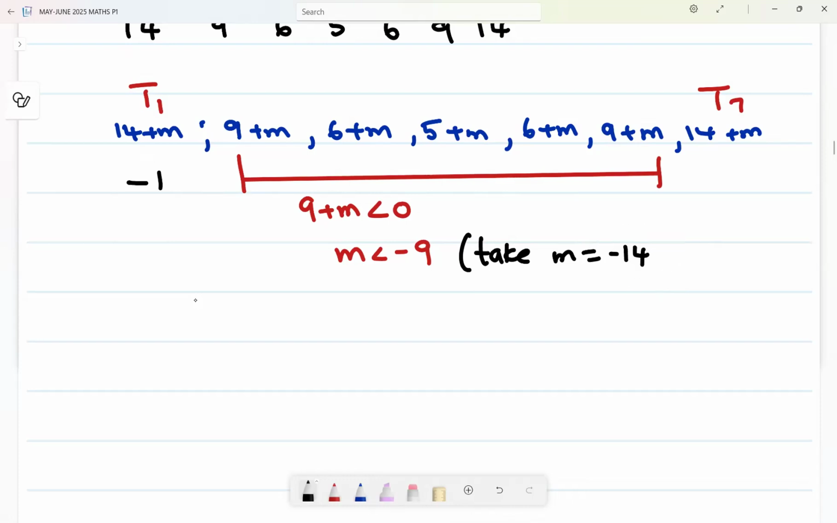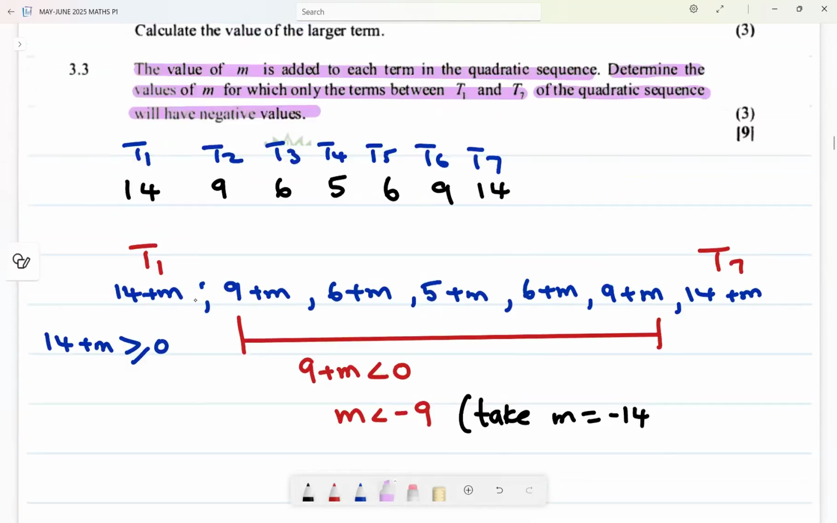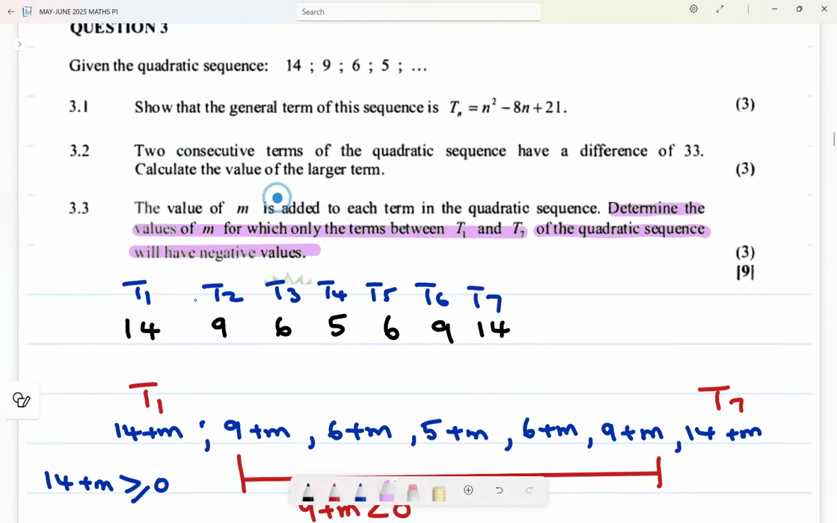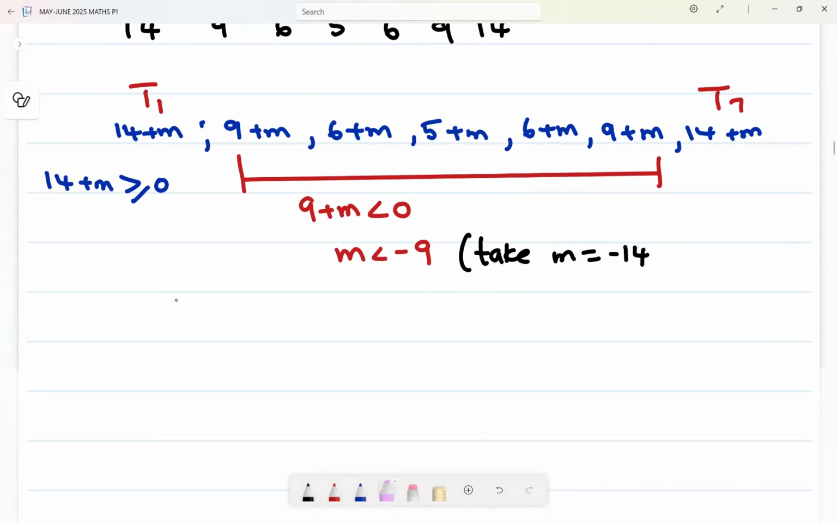So whatever value that I choose for m for this one, the value that I get for this one should be greater or equal to 0. This value here should be greater or equal to 0, guys. What do I mean by greater or equal to 0? They said here specifically, determine the values of m for which only the terms between T1 and T7 of the quadratic will be negative. So only this one, we want them to be negative.